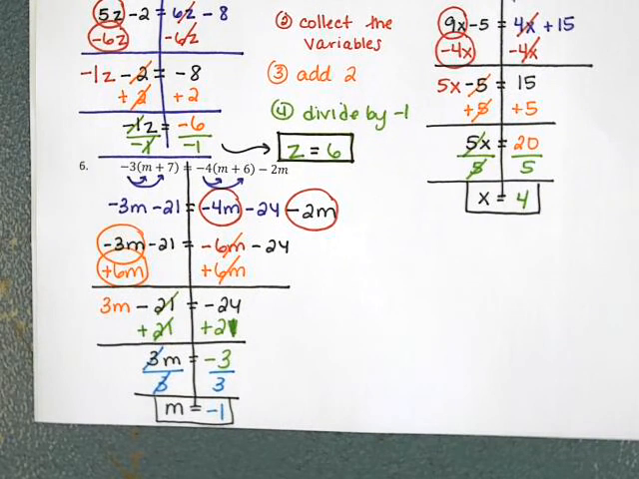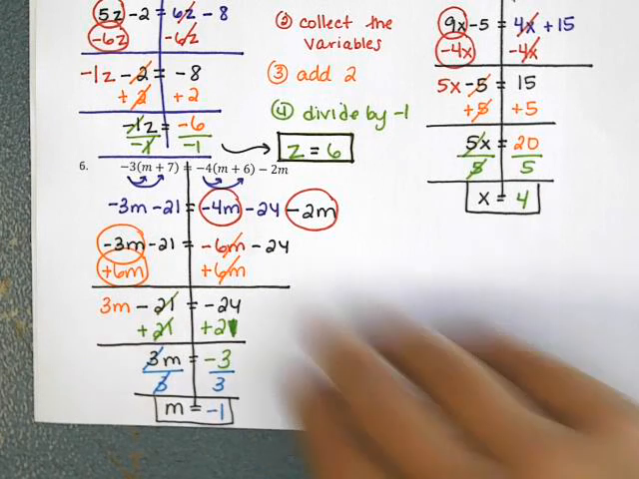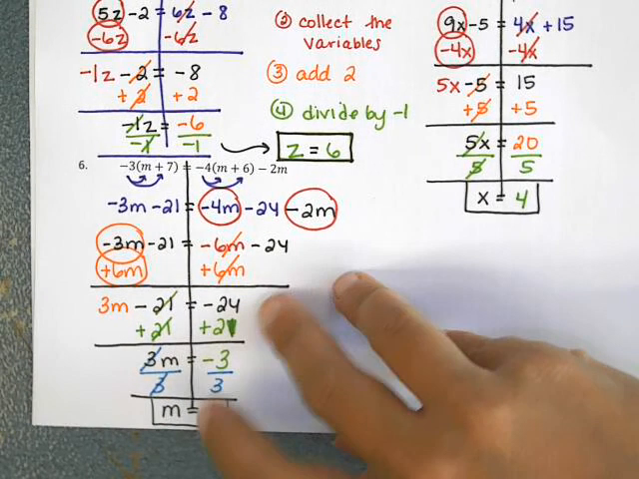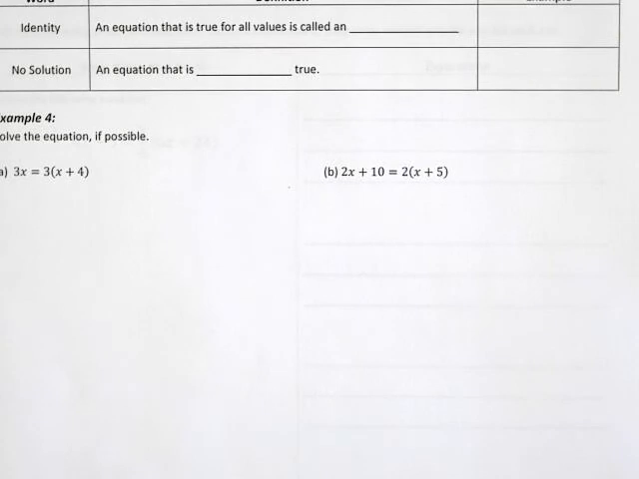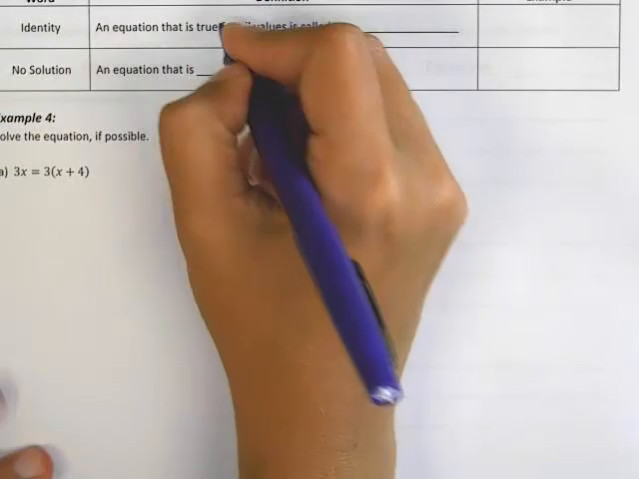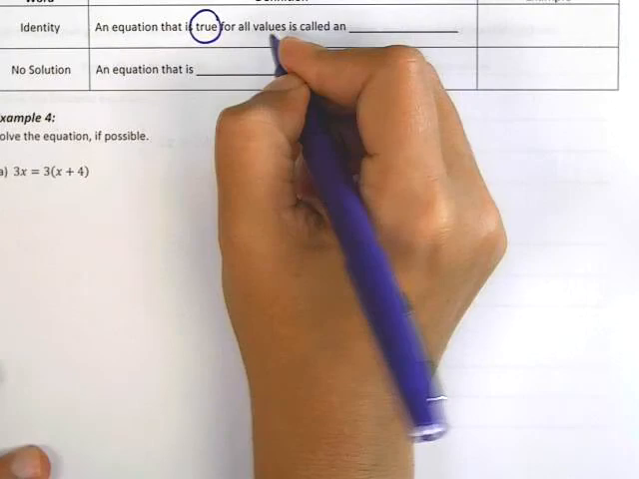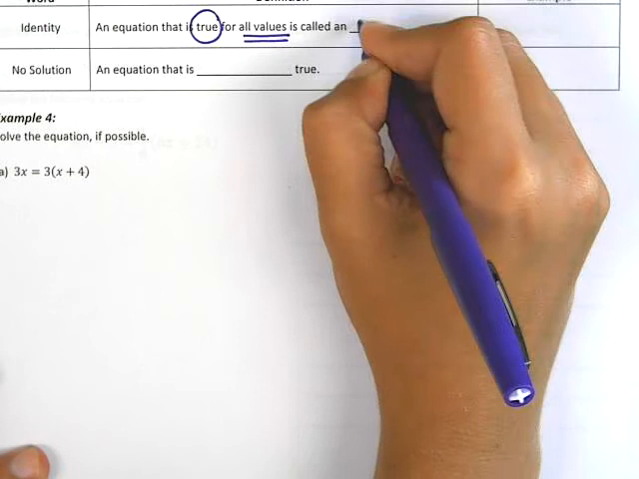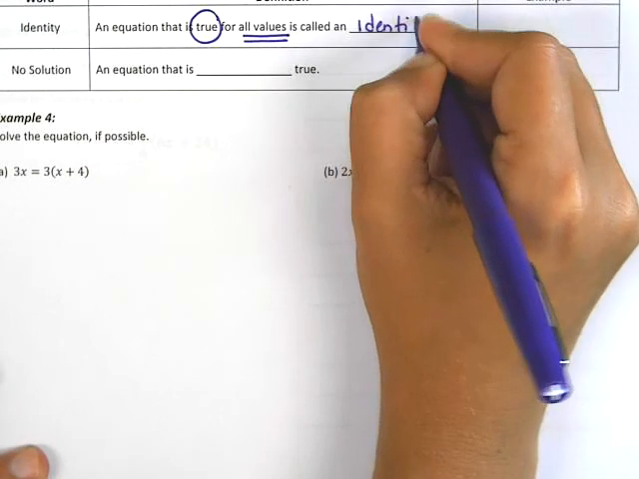Okay, so that's the new solving that we're doing today. Let's take a look at one other type of problem we need to be aware of. It turns out not every equation has an answer. Sometimes we have an equation that is what's called an identity. An identity is an equation that is true for all values.